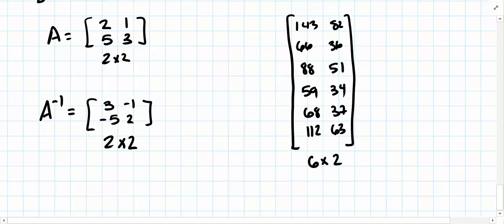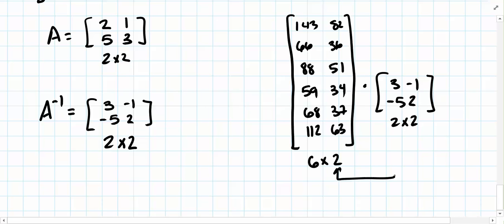Okay. So can I multiply A inverse times my 6 by 2? Can I do that? No, I can't. But can I multiply my 6 by 2 by A inverse? Yes, I sure can. So if I multiply this by my A inverse, 3, -1, -5, and 2, this is a 2 by 2. Is that correct? I'm allowed to multiply these because the insides match. What will that result be? A 6 by 2. The result will be another 6 by 2, but the 6 by 2 will be decoded.